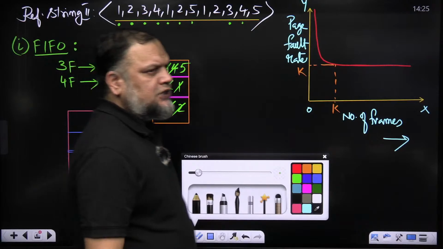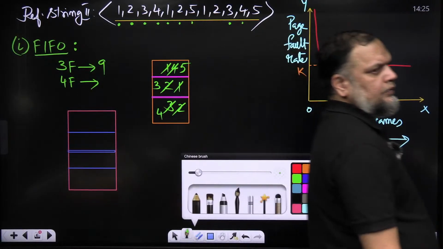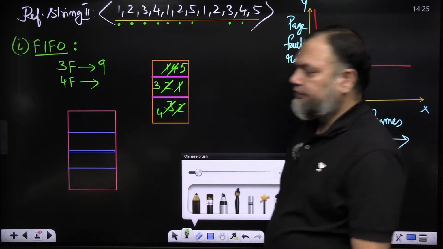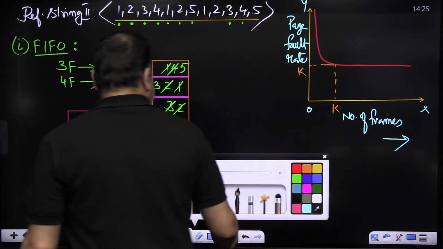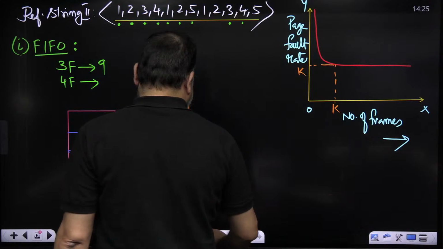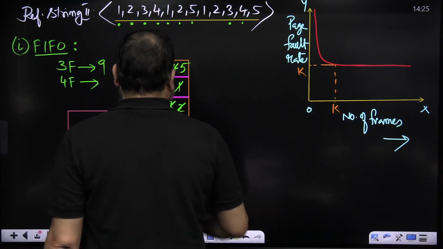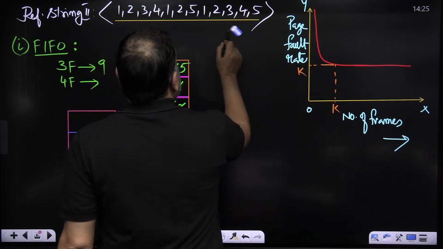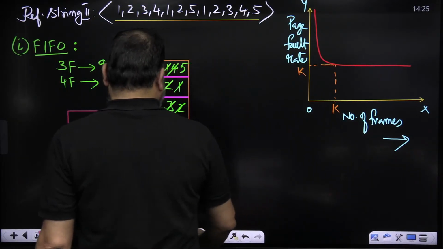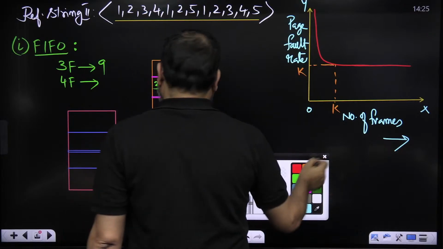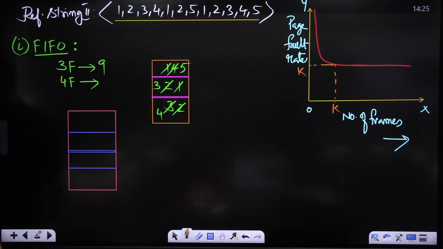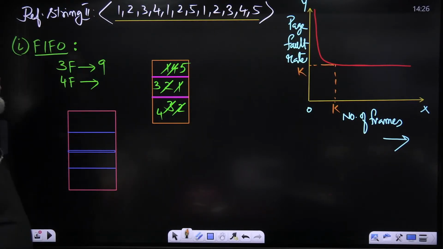I think Vijay, 6 is not correct. Do it again, Vijay. It is not 6. 4 frames के लिए how many page faults will happen? I hope you are doing.